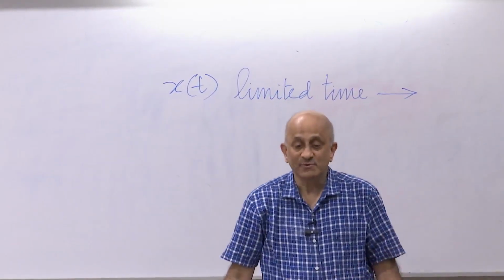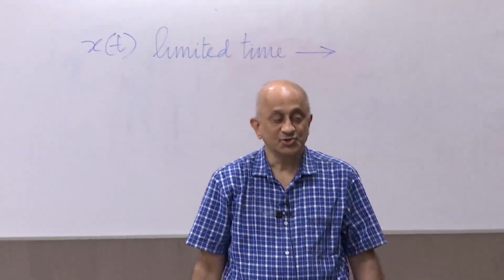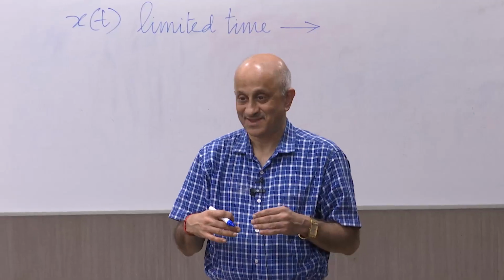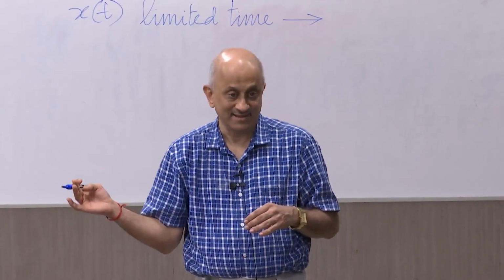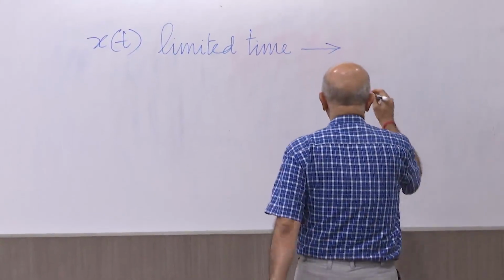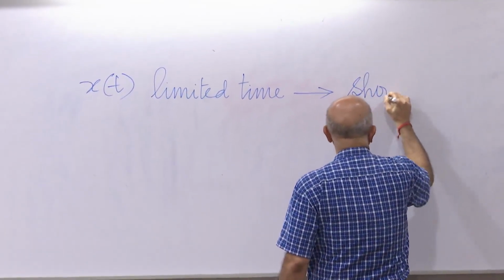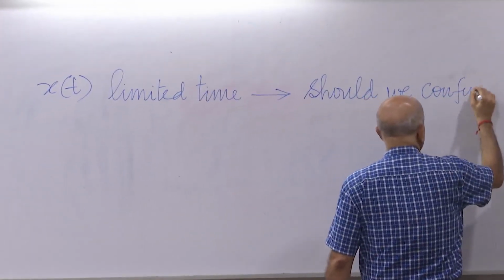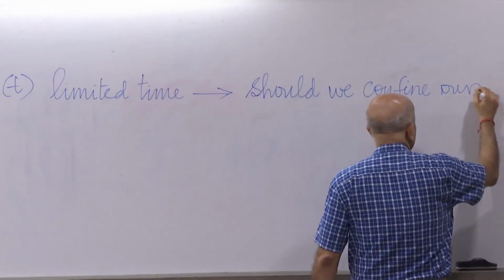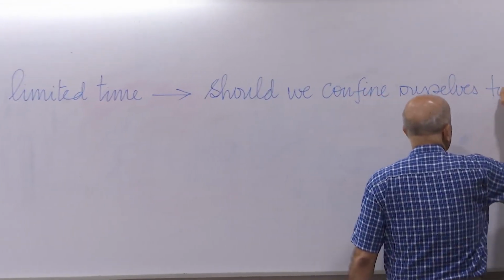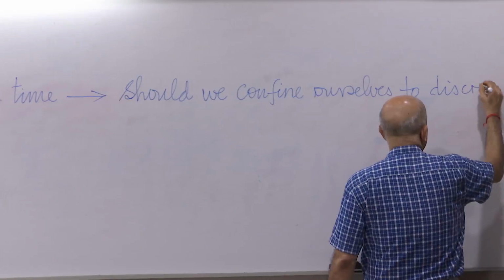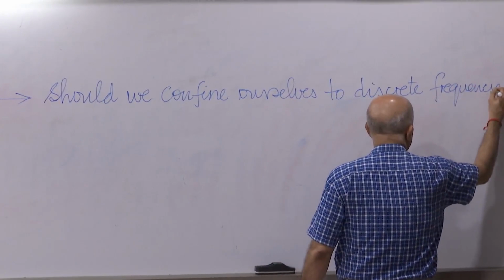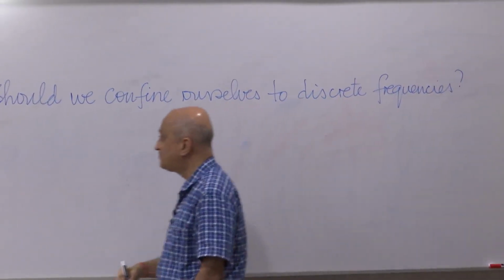Then should you be using the Fourier transform, or should you instead use only a part of the Fourier transform? Should you use only certain frequencies? Should we confine ourselves to discrete frequencies? Okay, that's one thing.